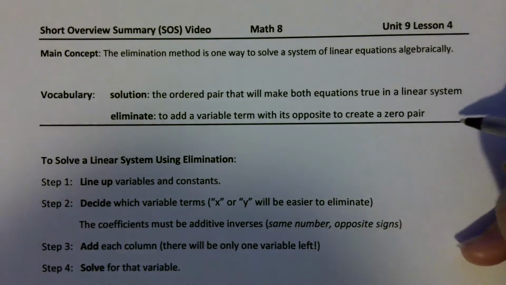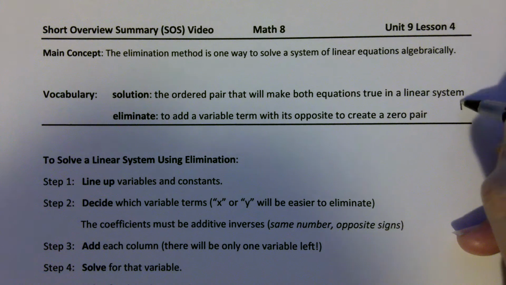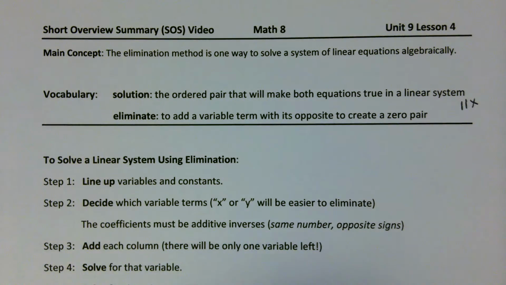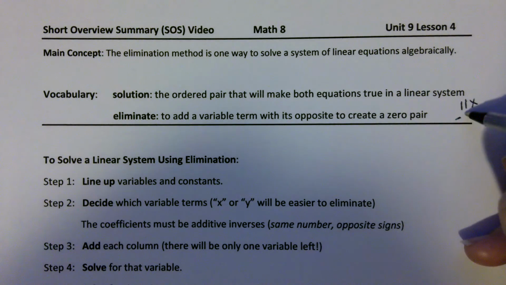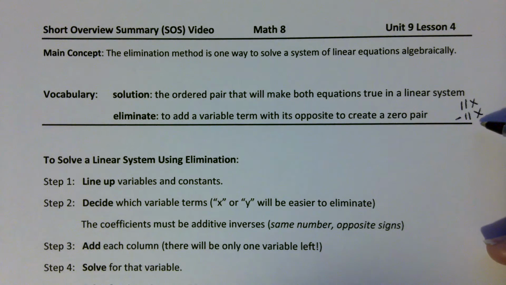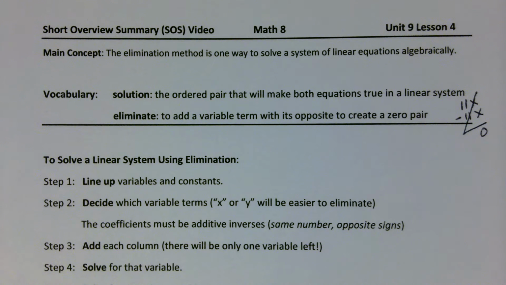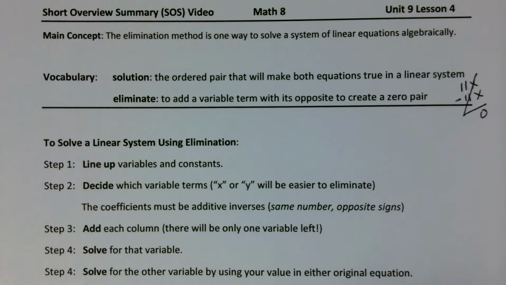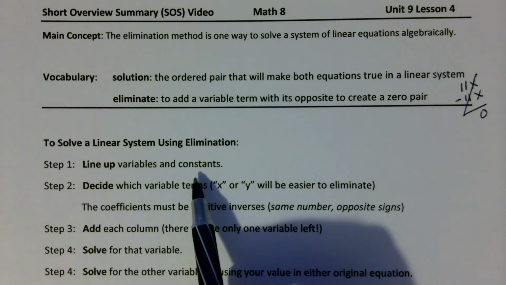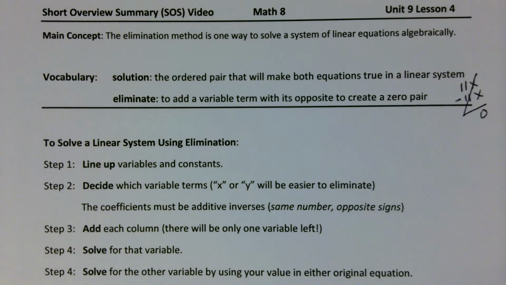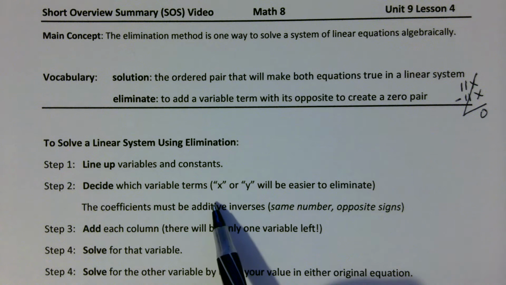So for example, if I have 11x, its opposite would be negative 11x, and when I add them together, that would equal 0. So I just put a line through them to show that it makes a zero pair. Okay, so to solve a linear system using elimination, we're going to line up the variables and the constants, one right underneath each other. Then we get to decide which variable term we're going to eliminate.